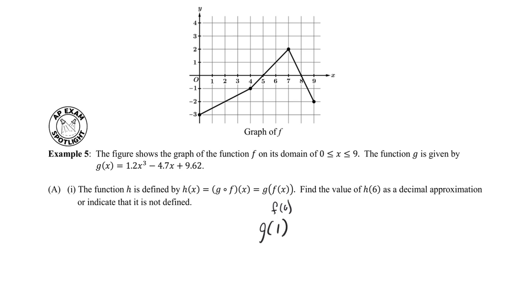Then I can come over here to 1.2 times 1 cubed minus 4.7 times 1 plus 9.62. And we're just going to throw that into our calculator if you need to, or if you can do it in your head, that's great. And I got 6.12.